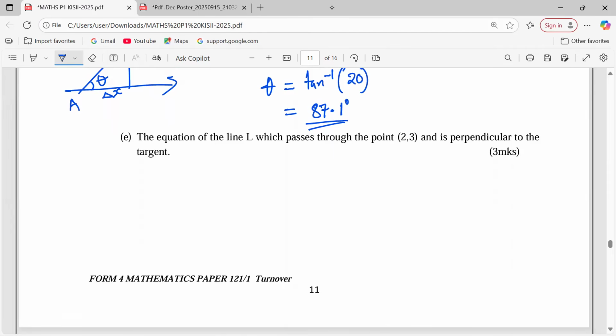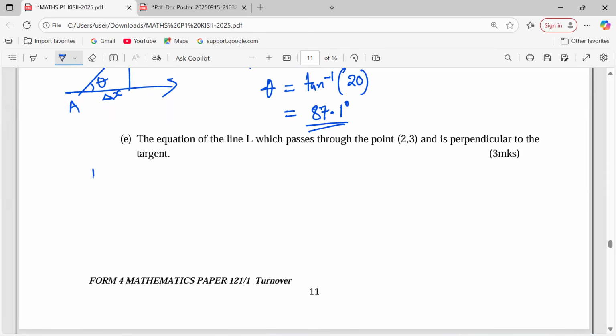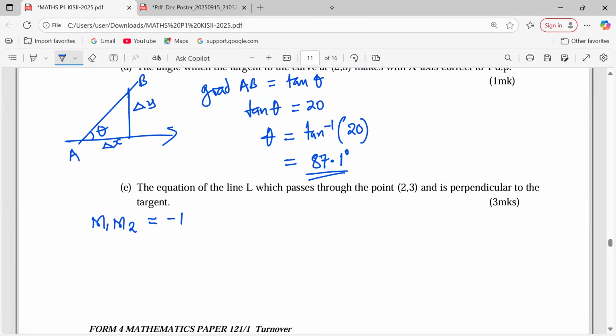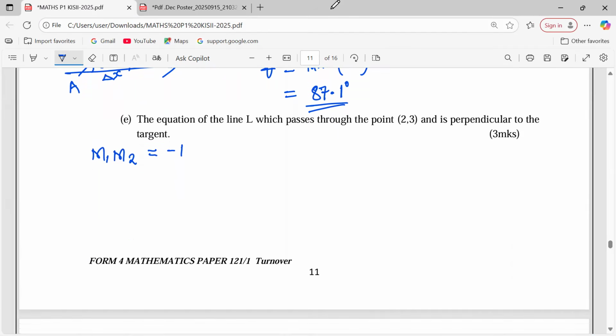Look at number 20, part E. The equation of the line L, which passes through the same point and is perpendicular to the tangent. A line perpendicular to another means that the first gradient times the second one should give us -1. Now that we have gradient 1 as 20, then gradient 2 shall be the reciprocal with opposite sign, so that when -1/20 is multiplied by 20, we get the product of -1.